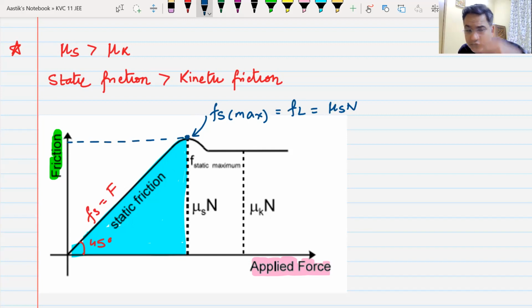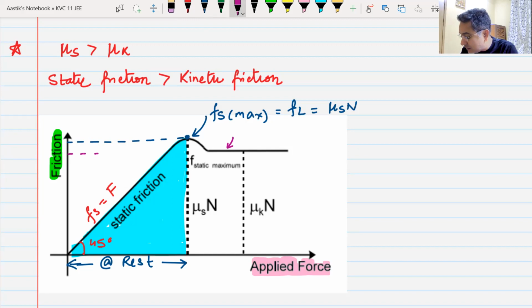If you increase the force beyond this point, up till here, the blue region, it was the static region. The body was at rest. There was no motion between the body and the ground. The body was at rest, it was static. But after this, the body starts moving and friction gradually reduces. And you can see, then the friction acquires a fixed value.